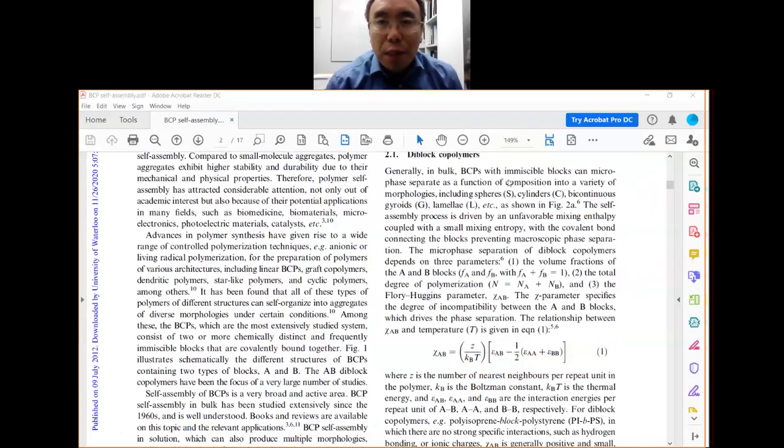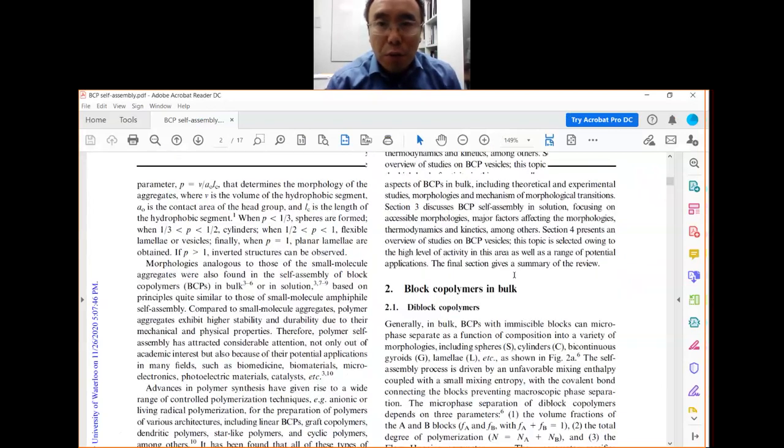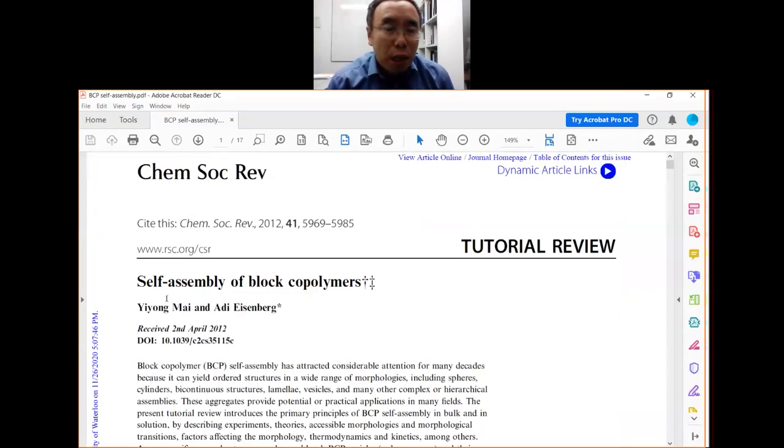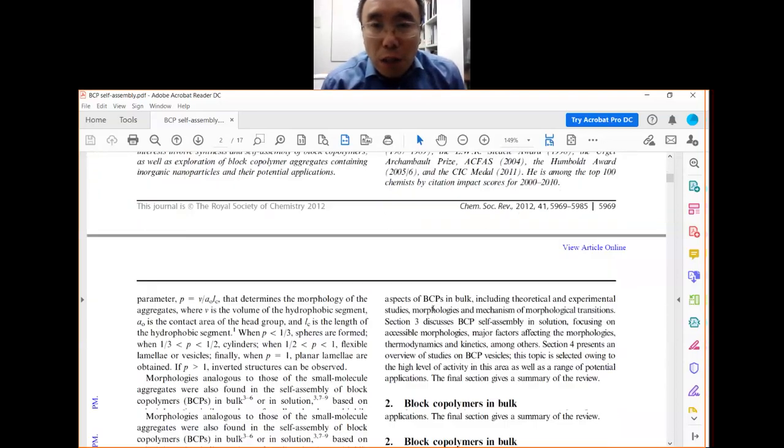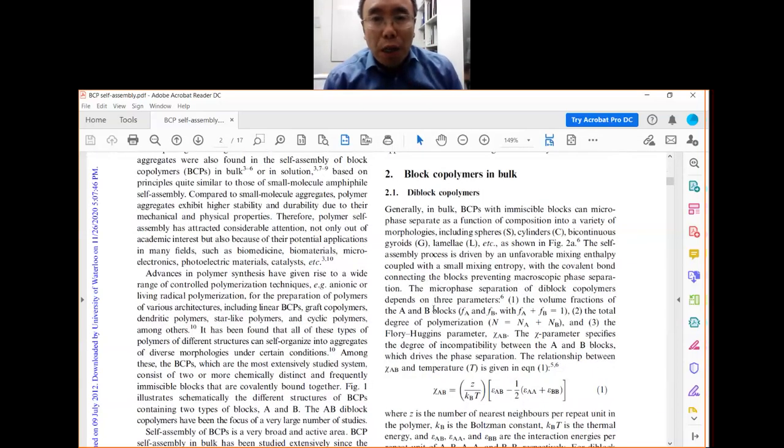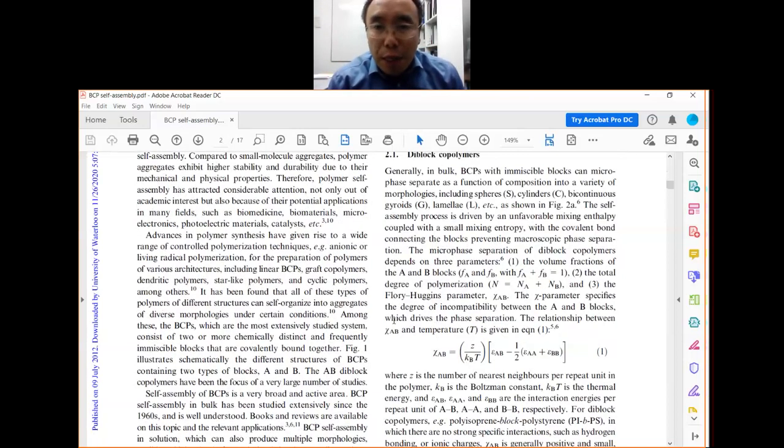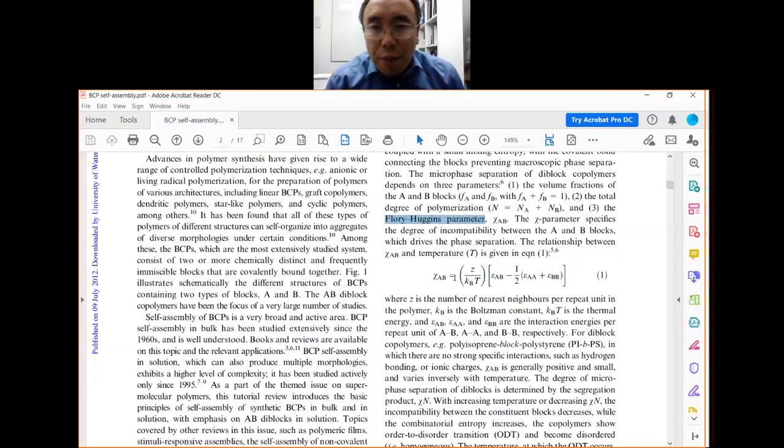But there are many review papers for the block polymer self-assembly. This is one of them. So you can read those kinds of papers. How different are the two polymers? Do they like each other or not? This is determined by this factor of KAB, which is called the Flory-Huggins parameter. This KAB is given by this formula, depending on temperature and other things.